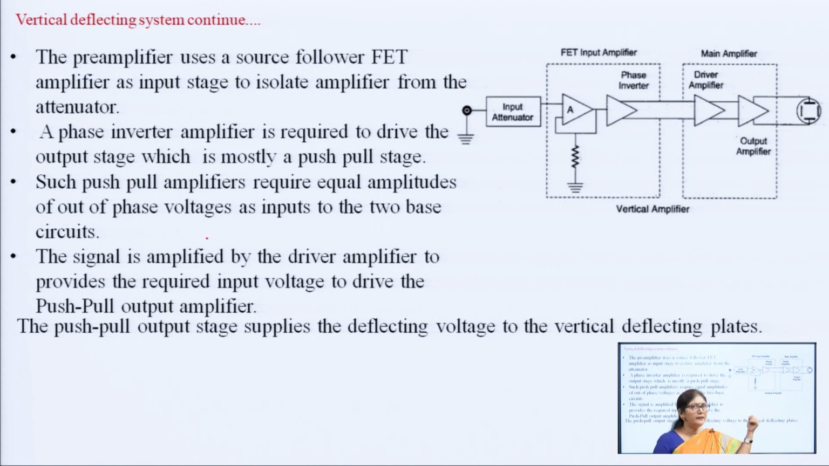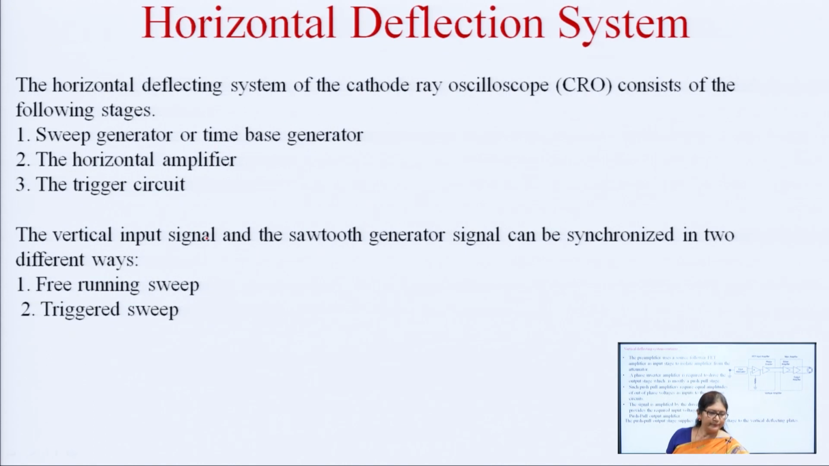Then this signal is amplified by the driver amplifier, and it provides the required input voltage to drive the push pull output amplifier. This push pull output amplifier supplies the deflecting voltage to the deflecting plate. So, this is all about the vertical deflection section.